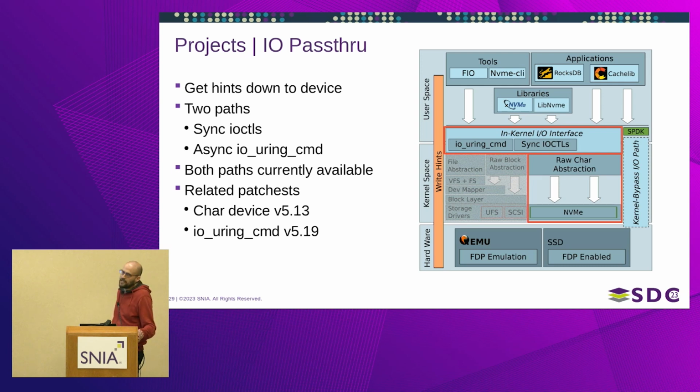IO Passthru allowed us to use the kernel without using the kernel. Like, we avoided the VFS. What I mean is, we avoided the virtual file system and the block layer and just went directly to the NVMe driver. And we use things that are available since version 5.3, char device, and 5.19, IO-Uring command. So I think the message here is we didn't really have to do anything in the kernel. And if you have a kernel that is over 5.19, then you're good. So no worries.